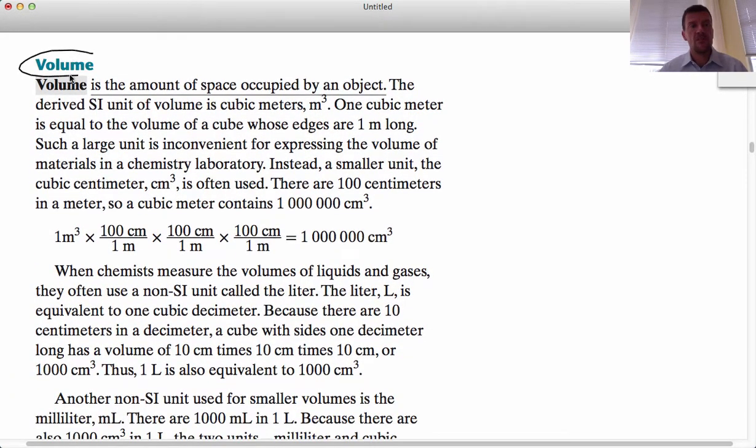Let's talk specifically about this derived unit, volume, which is the amount of space occupied by an object. If we're using meters, then it would be meters cubed when we're talking about volume. In other words, you're trying to figure out how many cubes, where each cube is 1 meter by 1 meter by 1 meter, are going to fill the space that you're looking at.